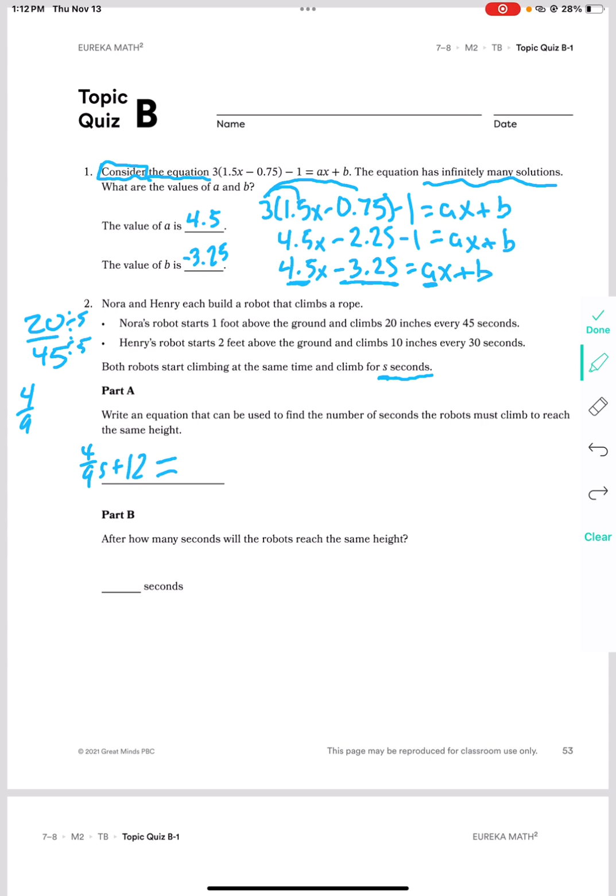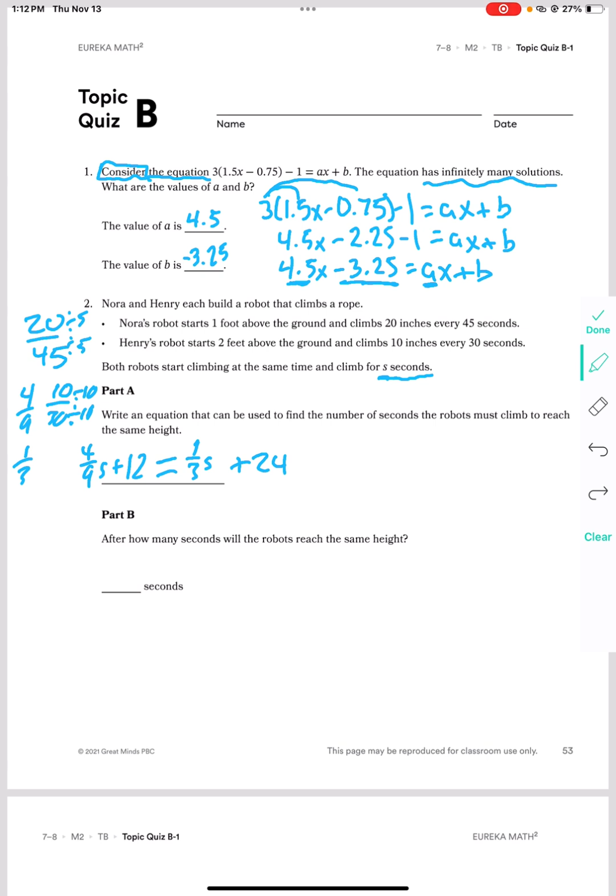Now if we take the same thought process that we used with Nora's robot and bring it to Henry's robot, Henry's robot started 12 feet above the ground, so we know that would be a plus of 24 because 12 times 2 is 24. There's 12 inches in a foot. And if we do the same thing for his robot's speed that we did for Nora's robot, that would be 10 over 30, which can reduce by 10, which would make the fraction 1/3. So it would be 1/3 S plus 24.